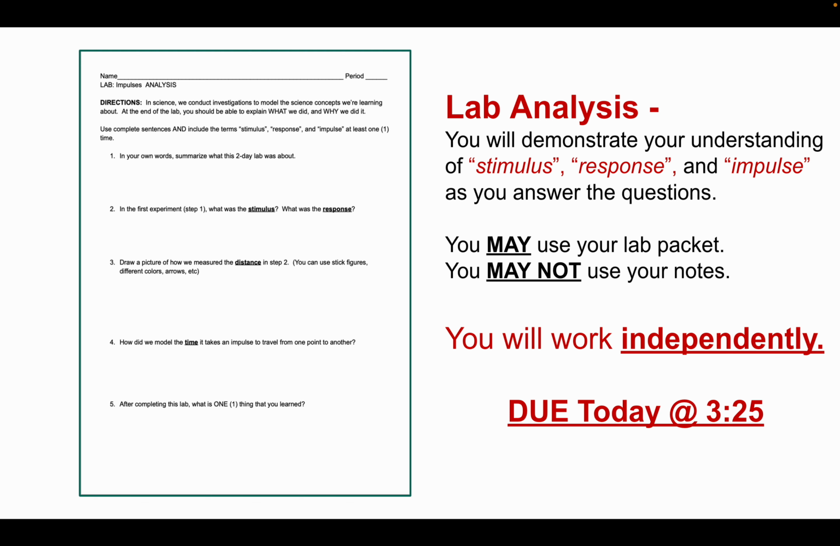What I'm asking you to do is draw a picture showing me how you measured the distance in the second step. So if you look on your data chart, there are 3 boxes. There's verbal explanations in each one of those boxes. Measure from this to this, measure from here to here. That's not what I'm talking about. I don't want any words for number 3. Number 3 should only be a picture. And I'm going to suggest, look at the parentheses there. You can use stick figures, different colors, arrows.